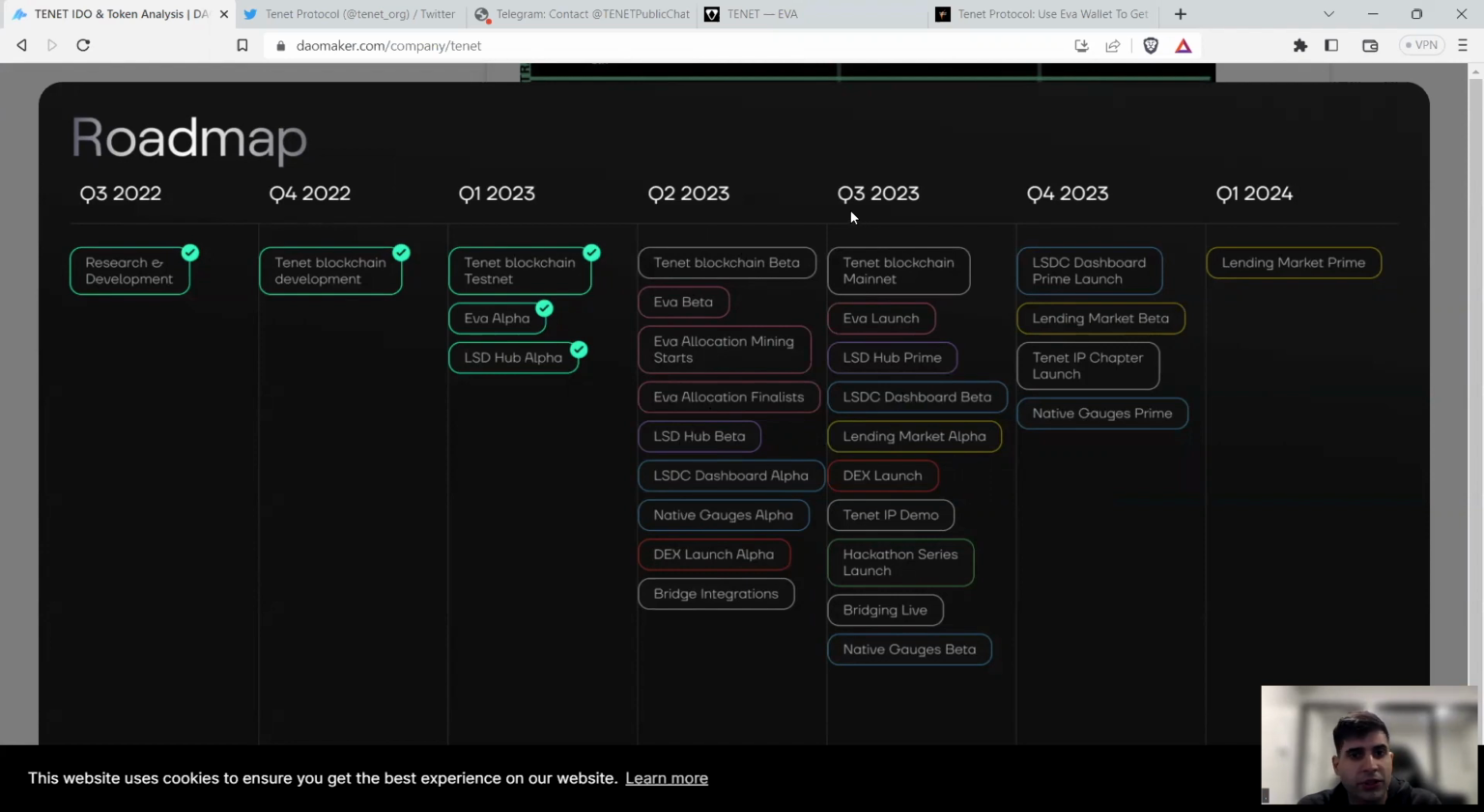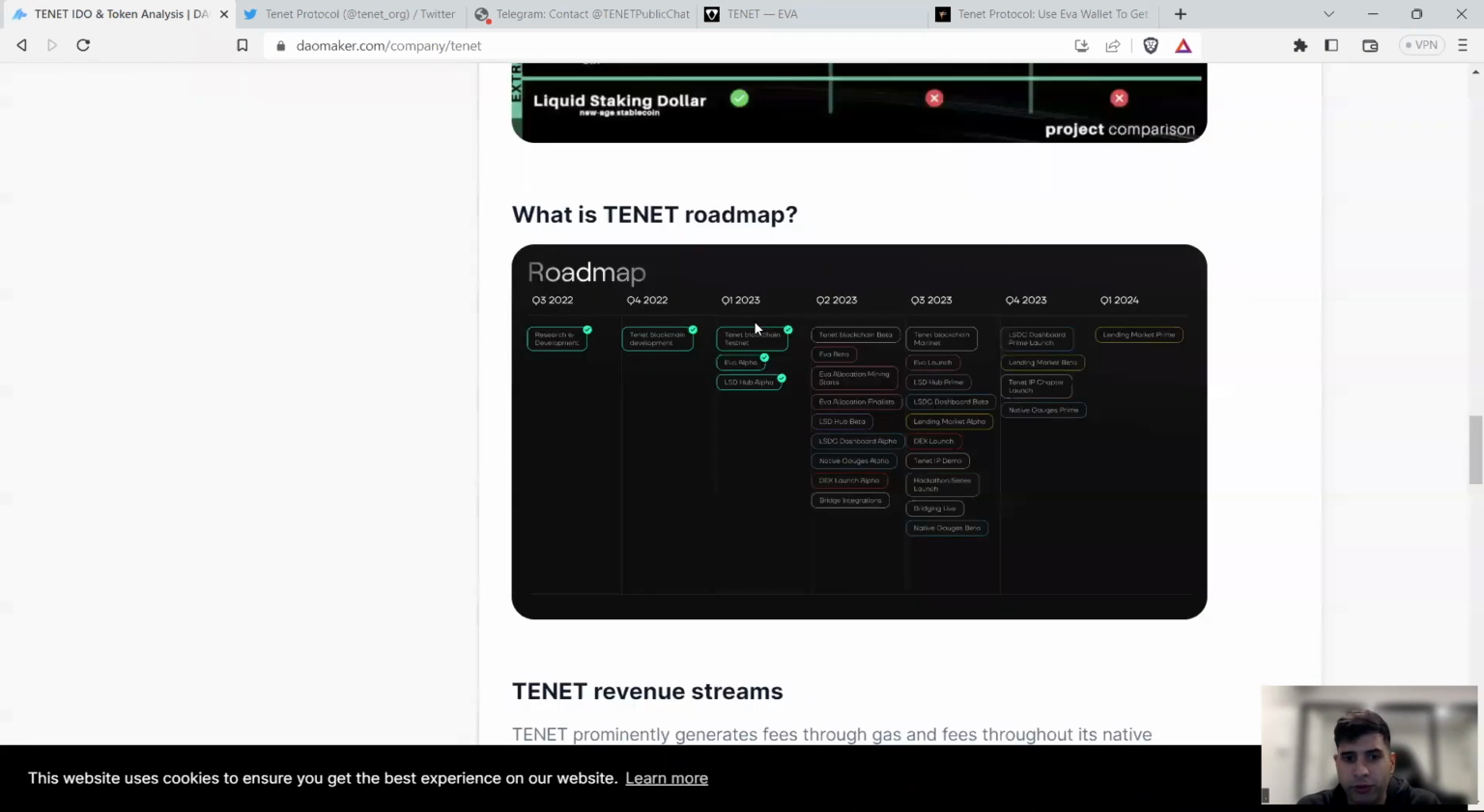Mainnet will come in Q3. The full launch of the Eva wallet as well as LSD Prime will happen. More listings on chains will continue, and then they're going to have a dashboard for Prime launch, lending, marketing, and the market prime in Q1 2024.